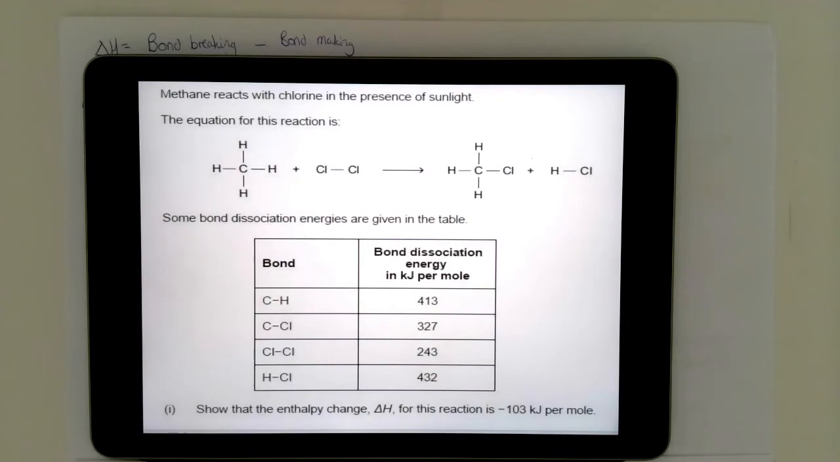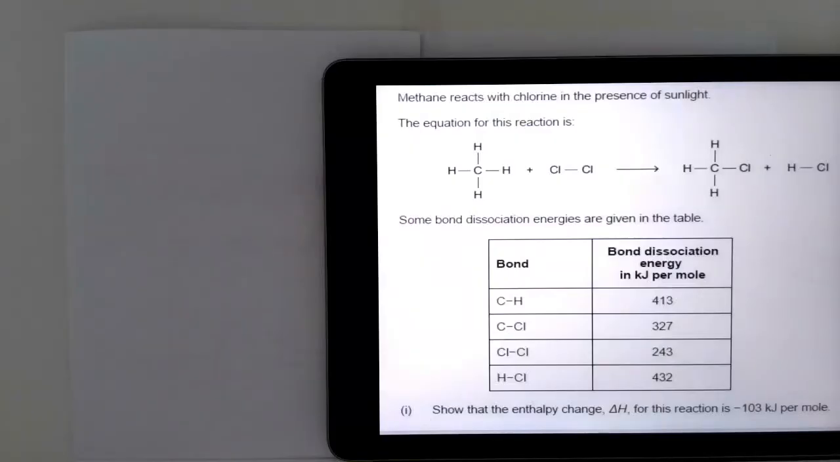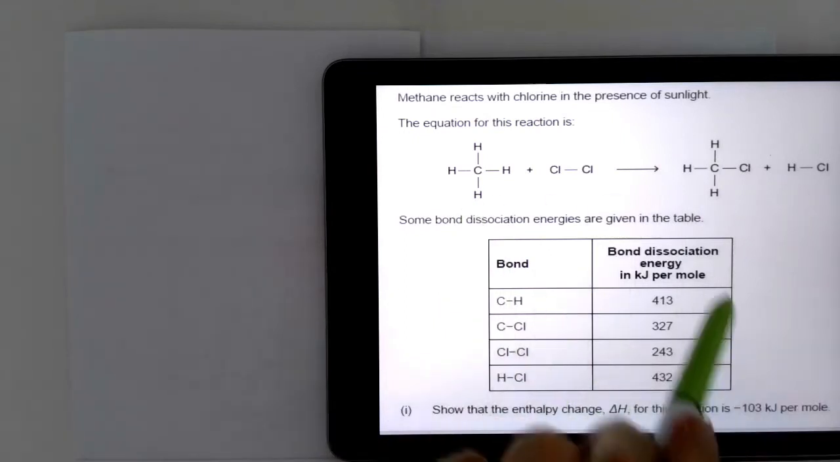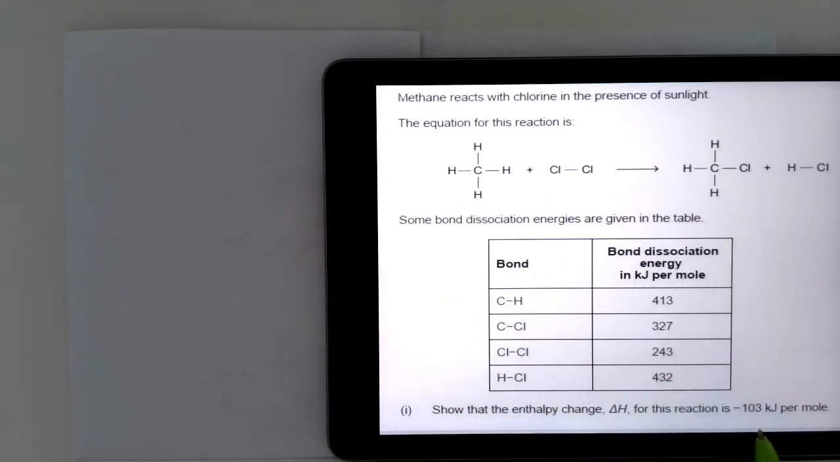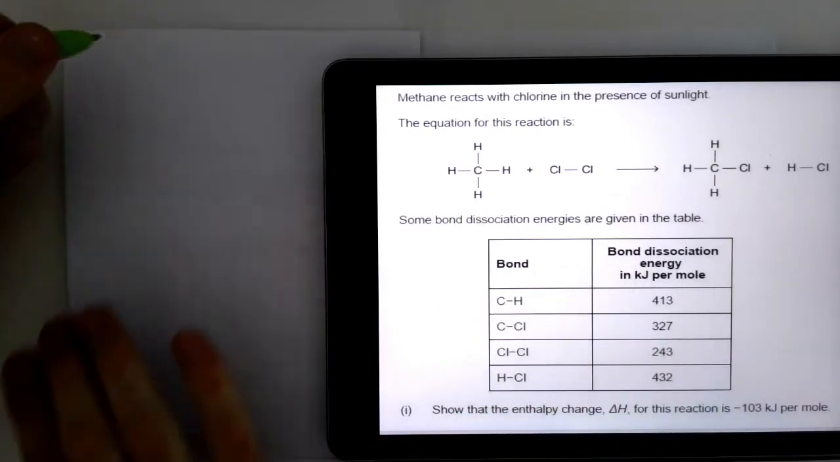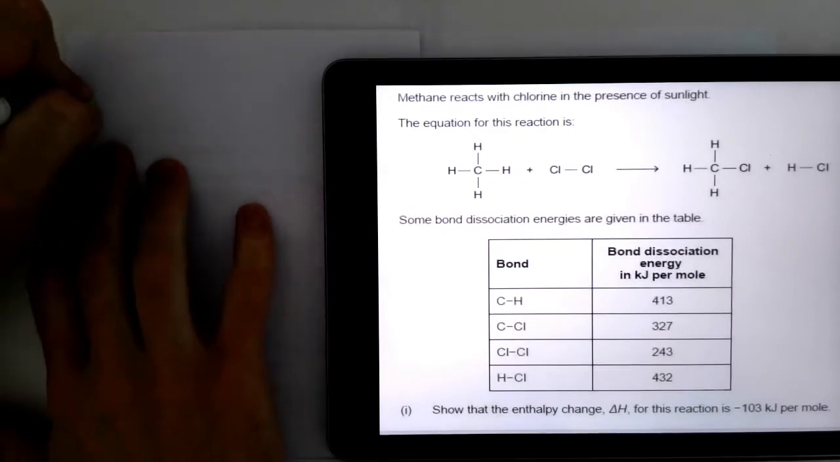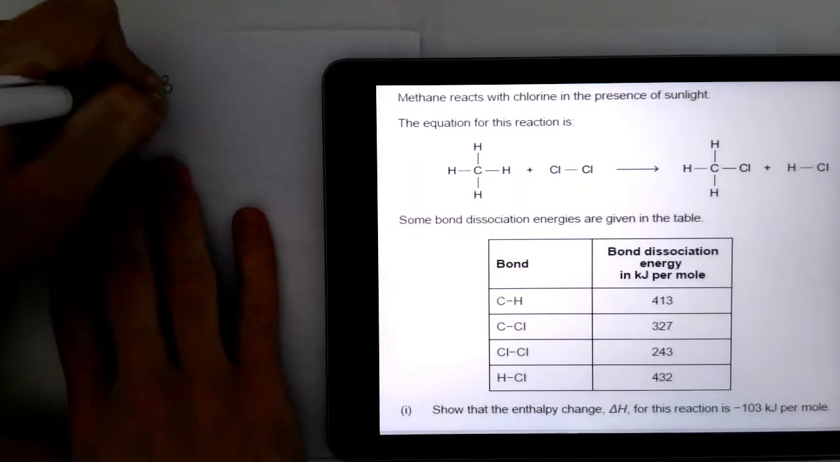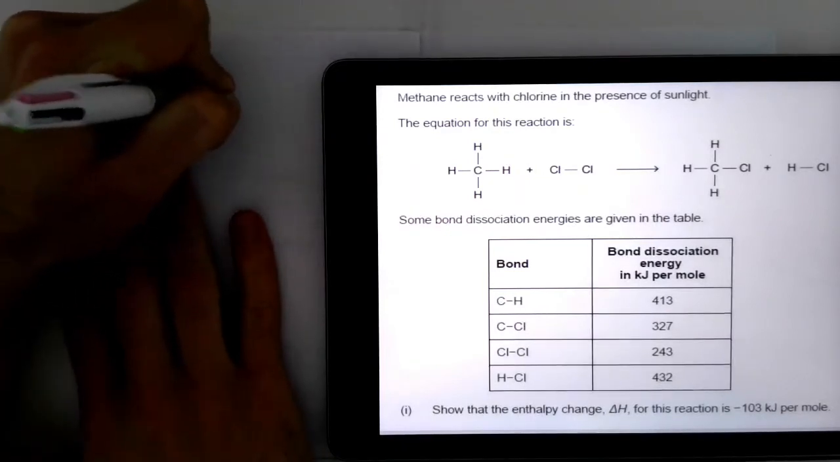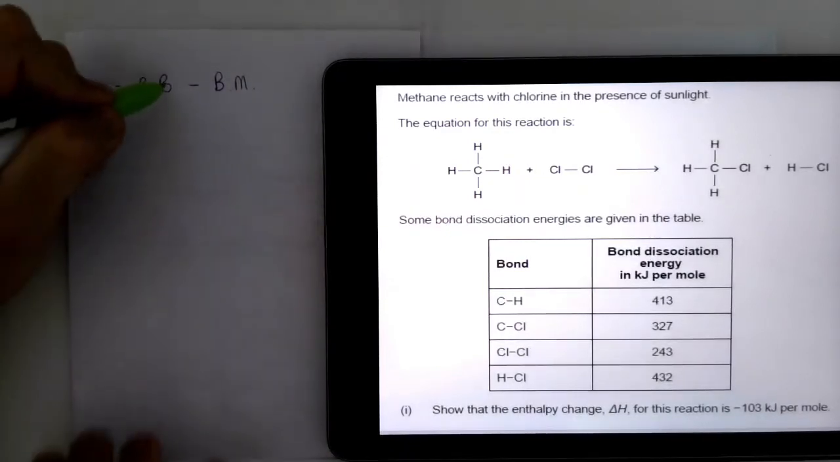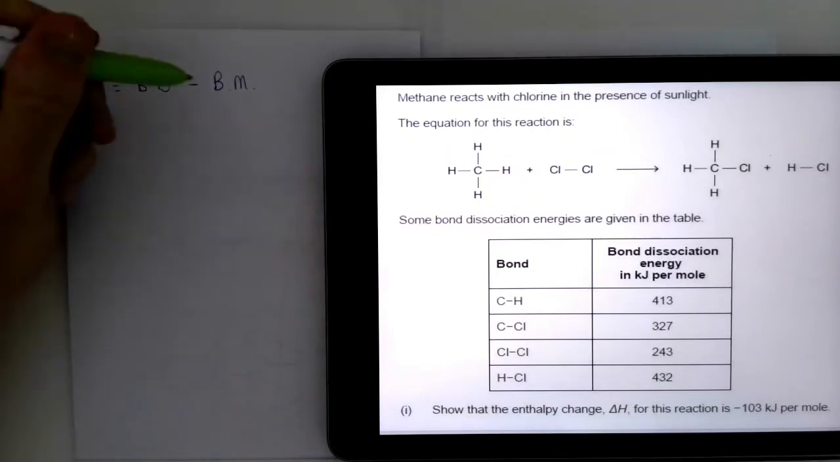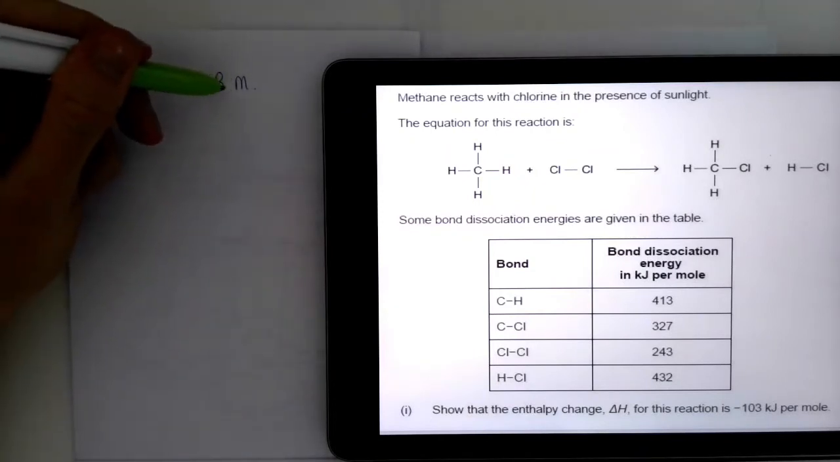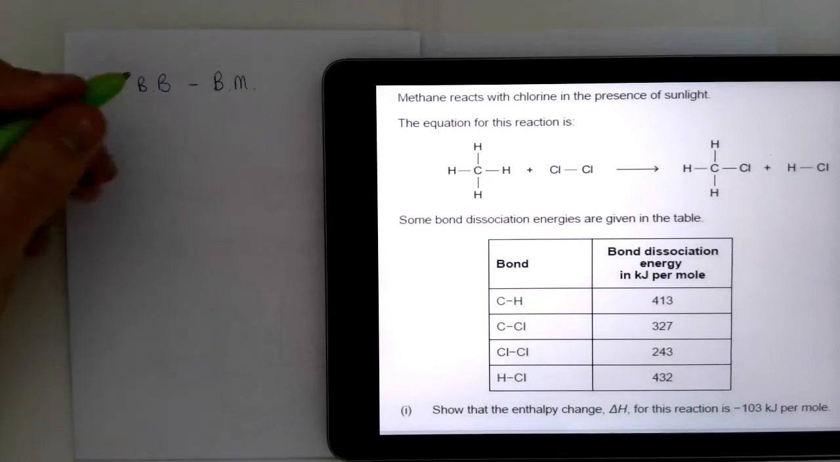So let me just think, I'm going to set this up. Alright, hopefully with that you can see everything. So there's the reaction, those are the bond energies. We've got to show delta H is minus 103. So I'm going to rewrite the equation and I'm going to shorten it. So delta H is bond breaking minus bond making. So add up all the energy required to break the bonds and then minus away the energy that we release when we make the new bonds.